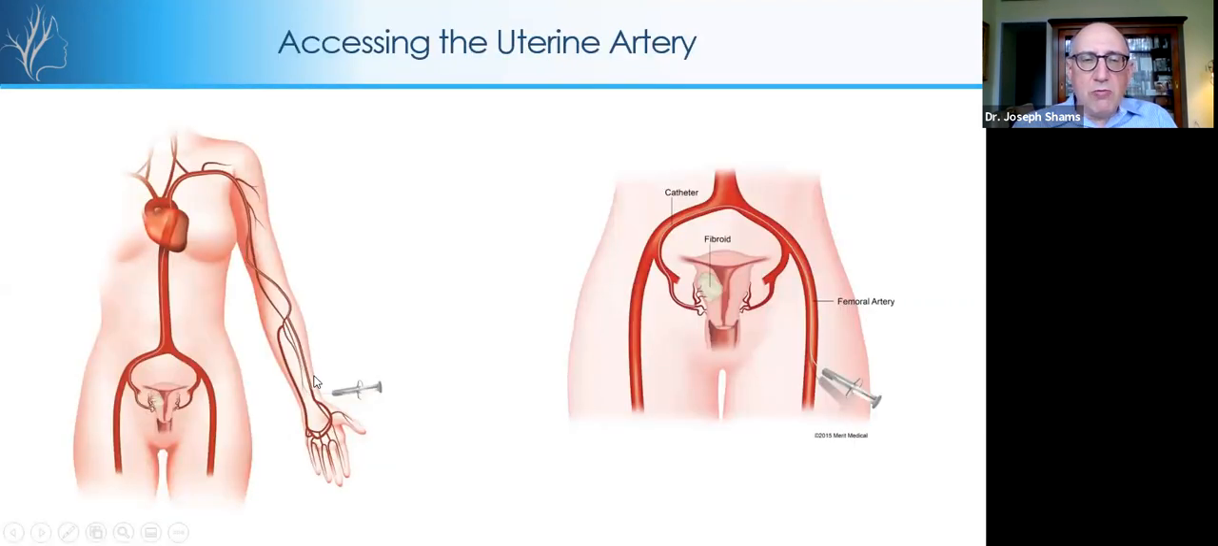This is another pictorial representation. So most of the time we'll puncture the artery in the groin and go to the uterine arteries, but now we can actually go from the arm and advance it into the blood vessel supplying the fibroid in the uterus. And this sometimes is a little bit better because the patients can move around after the procedure since they don't have a groin puncture. In general, if you have a groin puncture, you may not be able to sit up for about an hour after the procedure. But if you're going from the arm, then you may be able to sit up right away after the procedure. Again, this is just some new developments in the technique of the procedure.